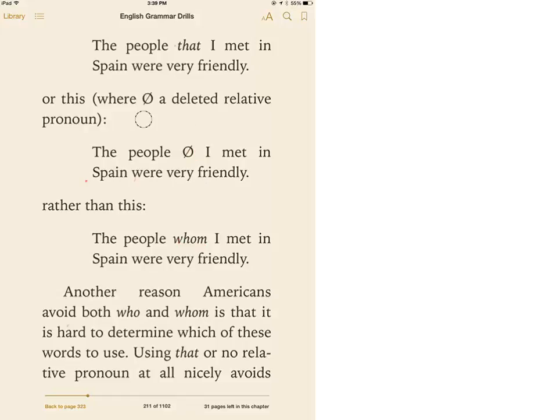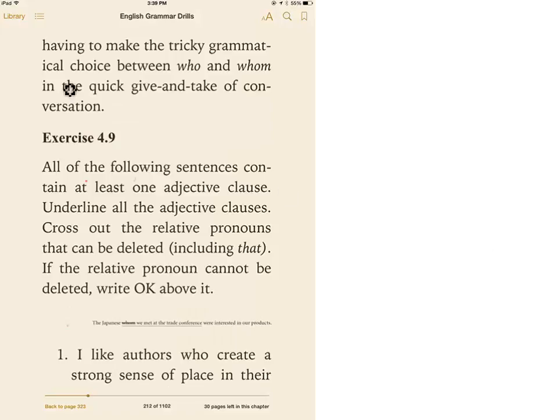You can continue reading. Why most Americans delete this is because they're not sure how to use it. So we delete it and leave it out of our language. Okay, and so let's take a look here. It says all of the following sentences contain at least one adjective clause. Underline all the adjective clauses. Cross out the relative pronouns that can be deleted, including that. If the relative pronoun cannot be deleted, write OK above it.